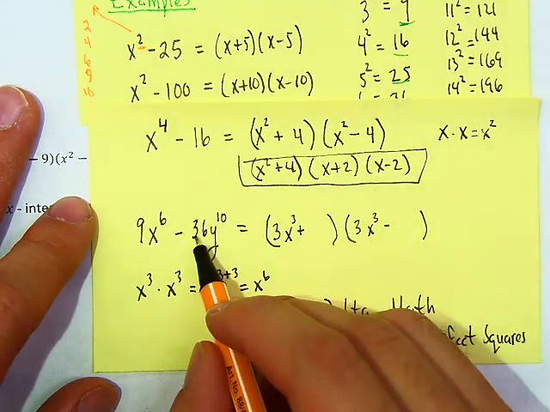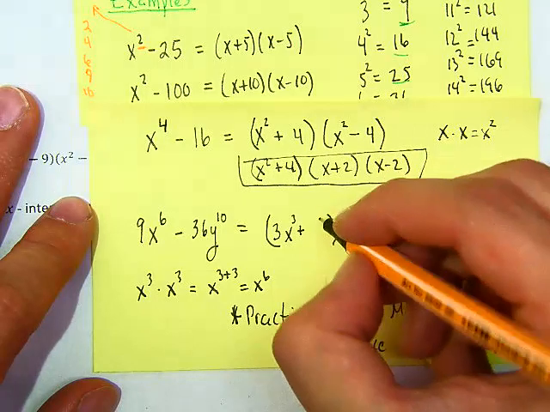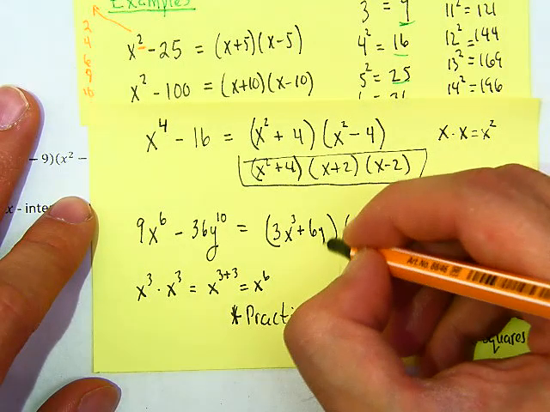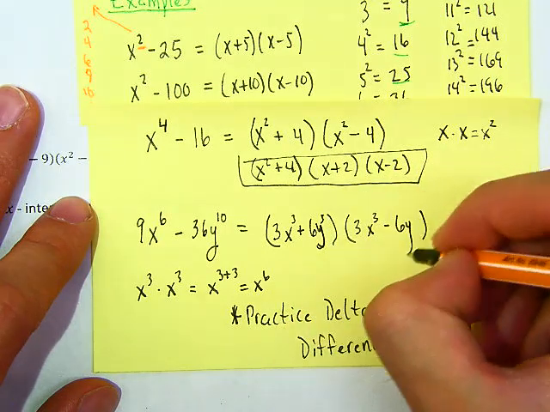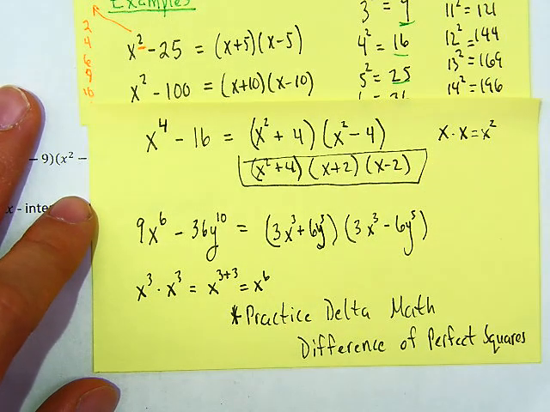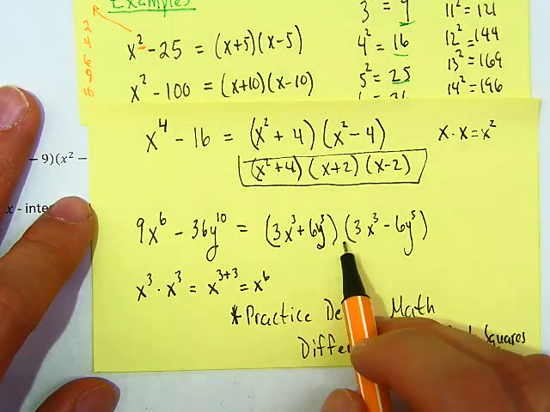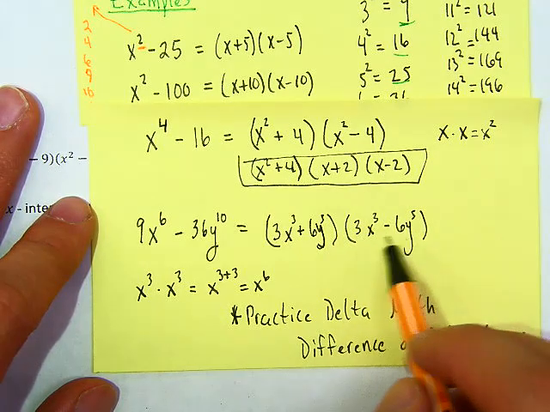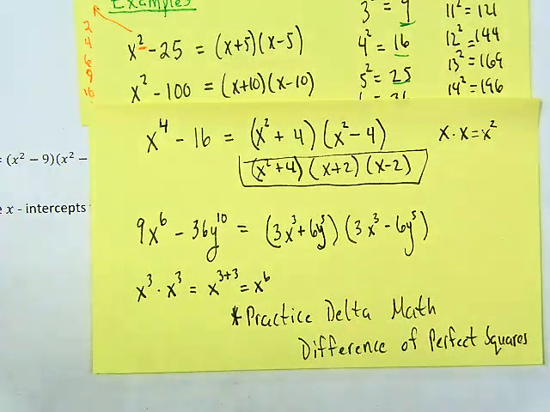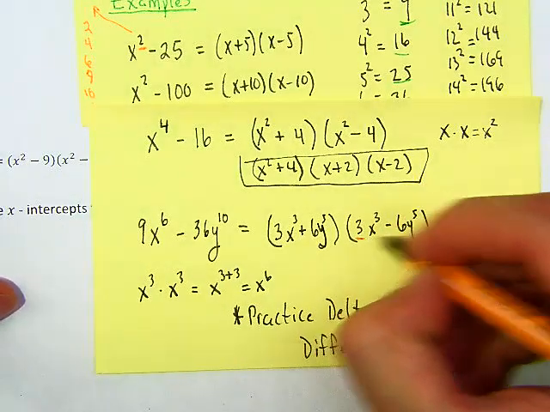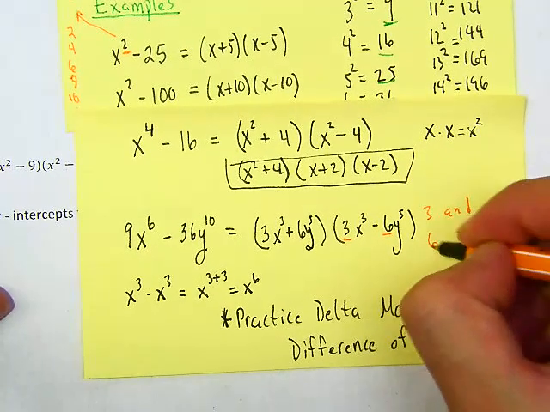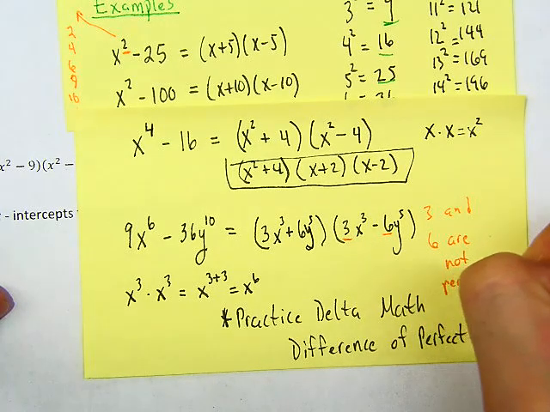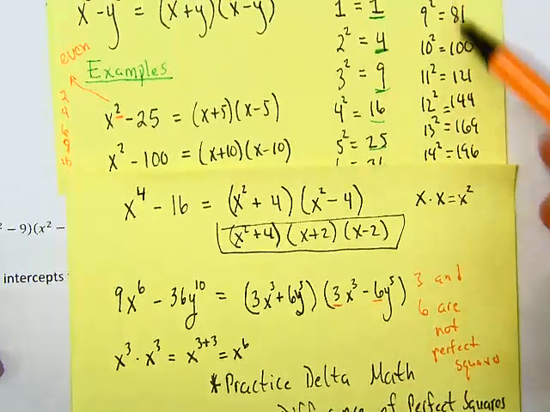And then here, how do you get the 36? Pause the video, try and do it by yourself. So 6 and 6. And then how do you get y to the 10? This is y to the 5, y to the 5. And does this factor again? You see how this part factored again? Does this factor again? No, it doesn't, because you see these numbers over here, 3 and 6, are not perfect squares. 3 and 6 are not one of these numbers over here.